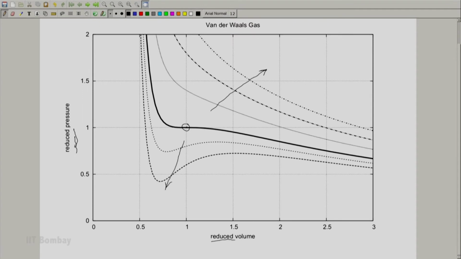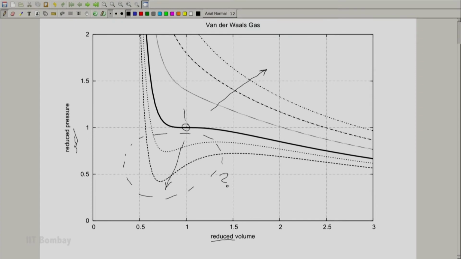There is a minimum here, there is a maximum here, and then beyond that the pressure keeps on reducing as the volume increases. But in this particular zone, you will notice that, let us take this isotherm, as volume increases pressure decreases, but then it goes through a minimum, starts increasing, goes through a maximum, and then starts decreasing again. This behavior is rather unrealistic.